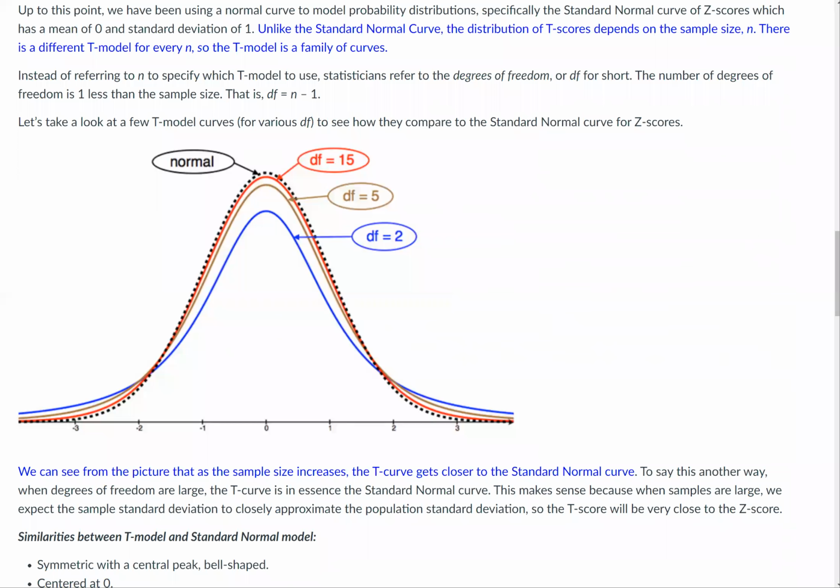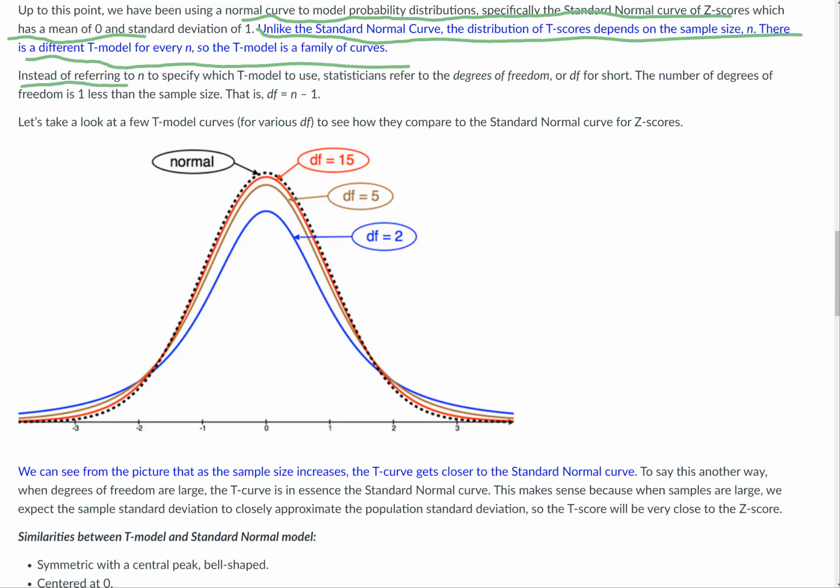Okay, up to this point, we have been using a normal curve to model probability distributions, specifically the standard normal curve of z-scores, which has a mean of 0, because 0 is right in the middle of that, and a standard deviation of 1. Unlike the standard normal curve, the distribution of t-scores depends on the sample size n. For z-scores, the n value didn't matter. There is a different t model for every n, so the t model is a family of curves.